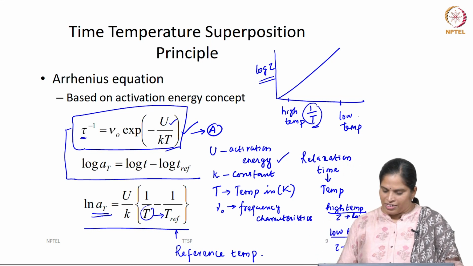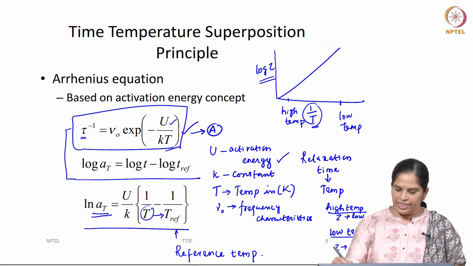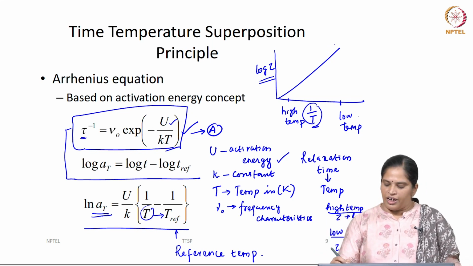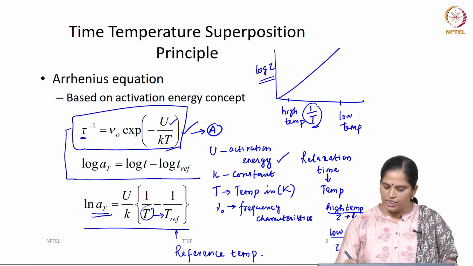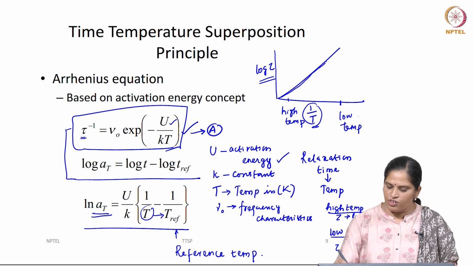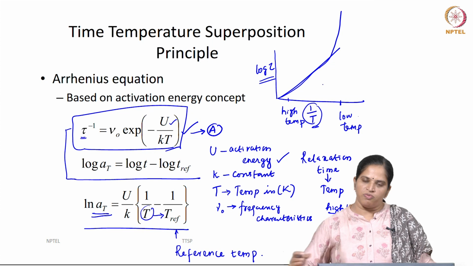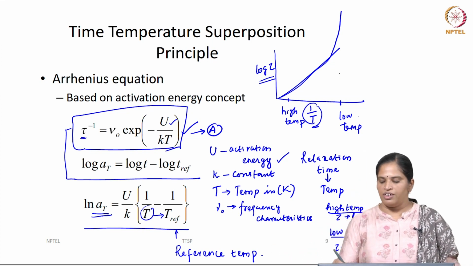Now, when this Arrhenius equation was validated for many polymers, it was found that at very low temperature the relaxation time does not show a linear relation, but there is a deviation from linearity when it goes well away from the glass transition temperature Tg.